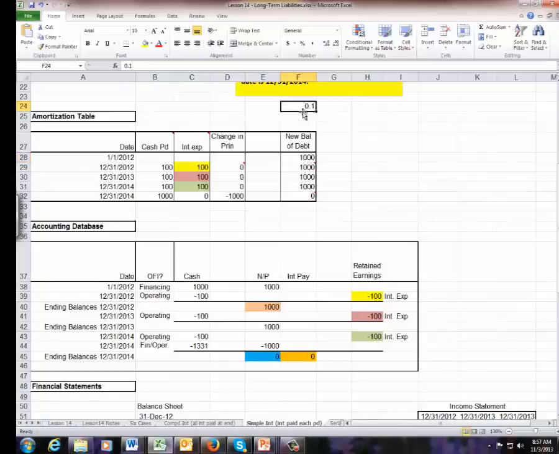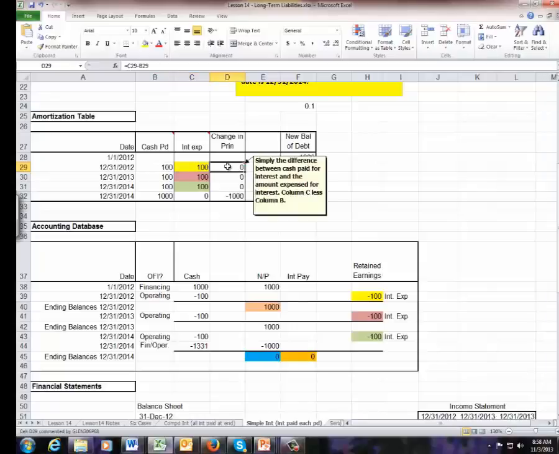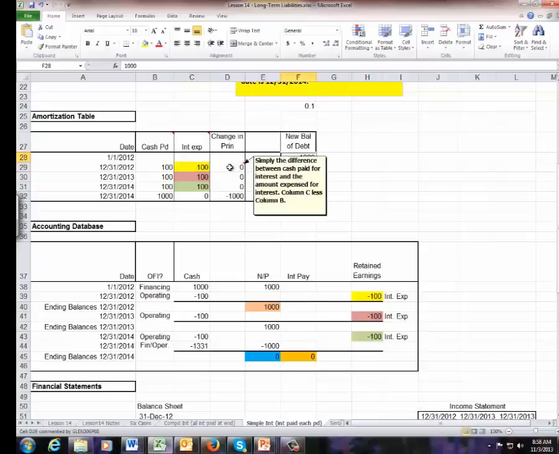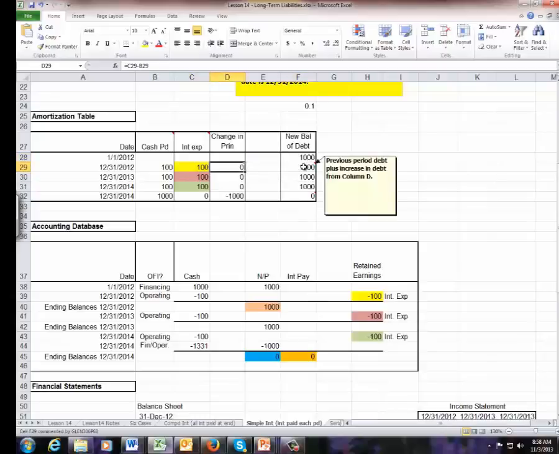The interest rate is stated here in cell F24 as 10%. Like any other debt, the applicable interest rate, when multiplied by the initial amount borrowed, will give us your first period's interest expense. Since we, XYZ Company, agree to pay the same amount as the interest expense each period, the amount paid compared to the interest expense, there's no difference. So the difference between cash paid and the amount expense here is 0. So that if we had a $1,000 debt at the beginning of the period and it doesn't change by the end of the period, we still owe $1,000.